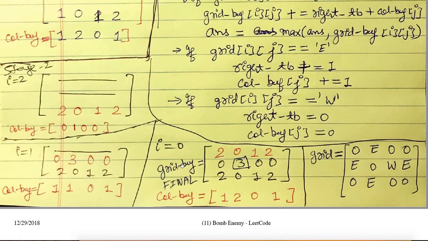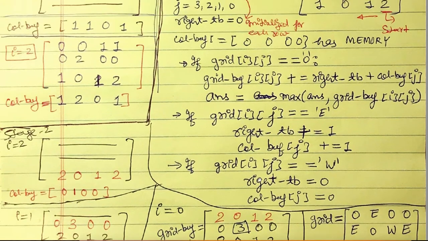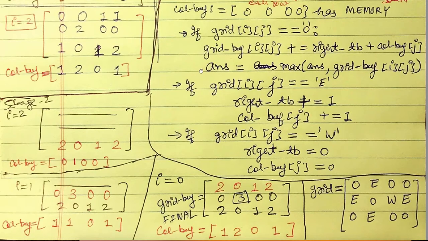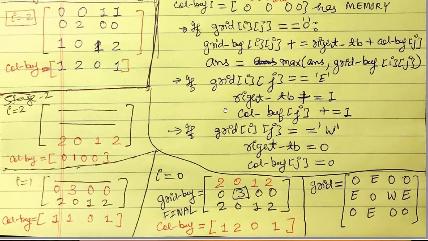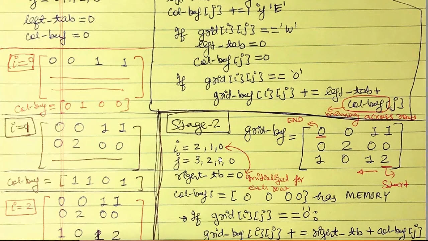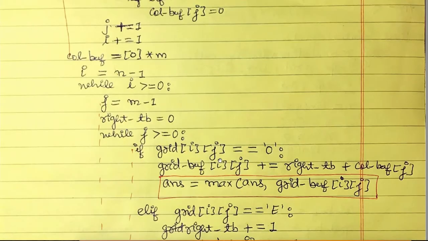So the final grid buffer is 2 0 1 2, 0 3 0 0, 2 0 1 2, and clearly 3 is the maximum value, which is the answer for this problem. Here I see that we are already taking the max of answer and grid buffer i, j for all i and j in the second stage. The answer variable is already encapsulating the maximum value, which is 3. So this is what I wanted to explain through this video.